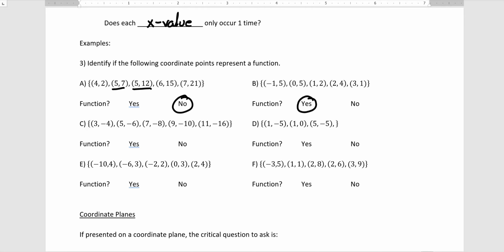All right. I think at this point you probably have a plan. Why don't you go ahead and try C, D, E, and F on your own? Go ahead and pause the video, and then we can check those together.